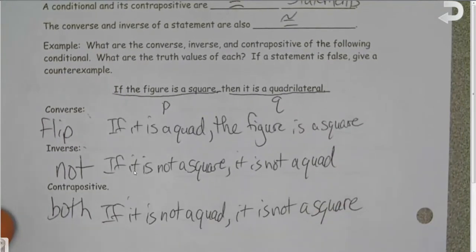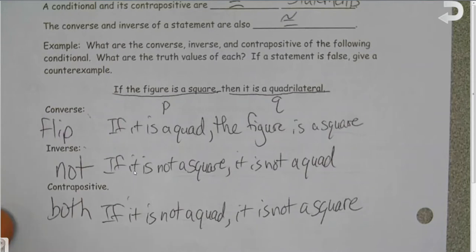Okay, so there's the flip. If it is a quad, the figure is a square. The inverse is, if it is not a square, it is not a quad. And the contrapositive, I just flipped the inverse. If it is not a quad, it is not a square.